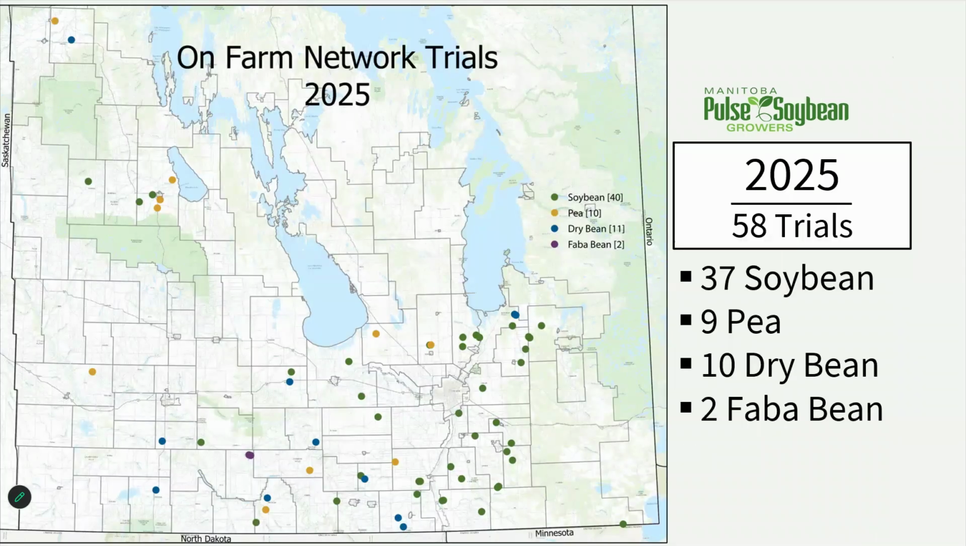So in 2025, we established 63 trials, and 58 of those were taken to harvest. 37 soybean, 9 pea, 10 dry bean, and 2 fava bean trials were completed. I'm not going to have enough time to go over all of those here today, but we can look at soybean seeding speed, seeding equipment, dry bean inoculation, dry bean fungicide, pea fungicide, and fava bean insecticides.